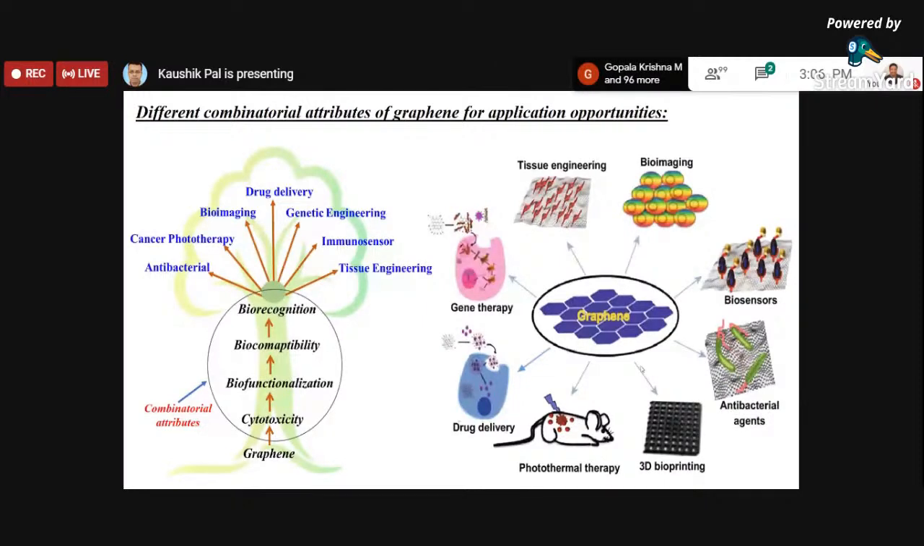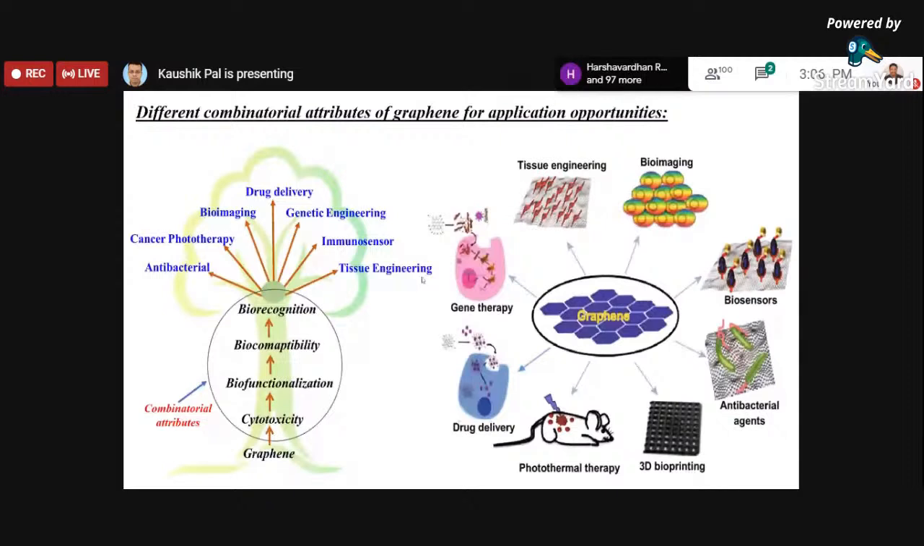Thus, it is the combinatorial attributes of the graphene. That's why we are using it for antibacterial applications, for cancer phototherapy, for bioimaging, for drug delivery systems, for genetic engineering, for the immunosensor, and for tissue engineering. Also, there are n number of applications where you are using the graphene.